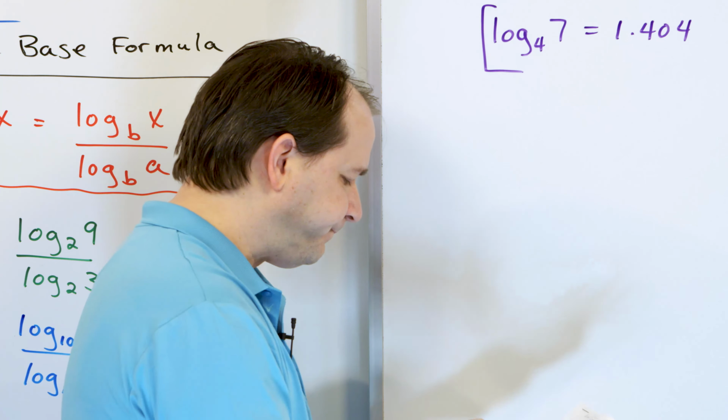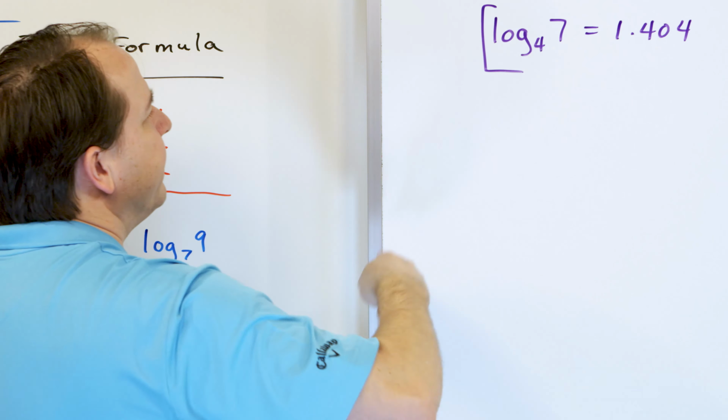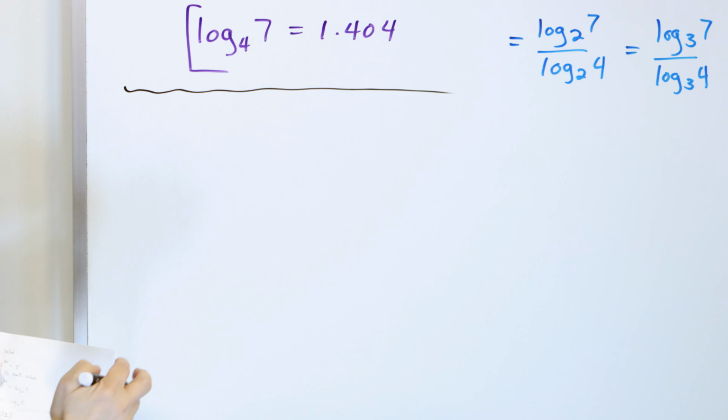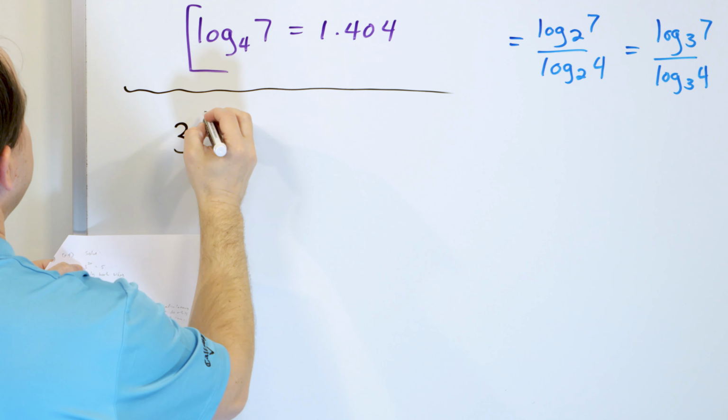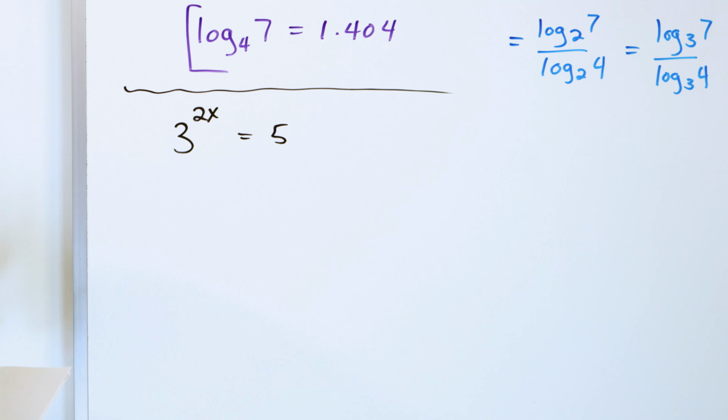All right, now remember, a long time ago, way in the beginning, I told you one of the biggest uses of logarithms was to solve exponential equations. So how about something like this? 3 to the power of 2x is equal to 5, right? So this is an exponential equation.